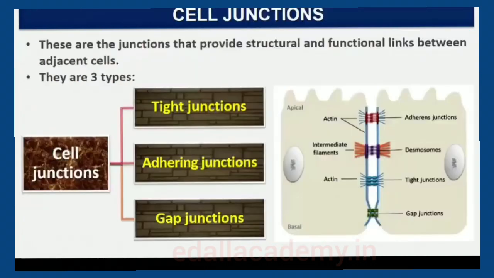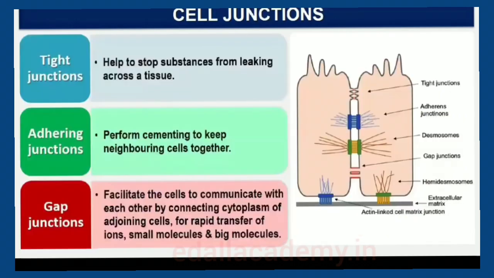All cells in epithelium are held together with little intercellular material. In nearly all animal tissues, specialized junctions provide both structural and functional links between its individual cells. 3 types of cell junctions are found in the epithelium and other tissues. These are called tight, adhering and gap junctions. Tight junctions help to stop substances from leaking across a tissue. Adhering junctions perform cementing to keep neighboring cells together. Gap junctions facilitate the cells to communicate with each other by connecting the cytoplasm of adjoining cells, for rapid transfer of ions, small molecules and sometimes big molecules.